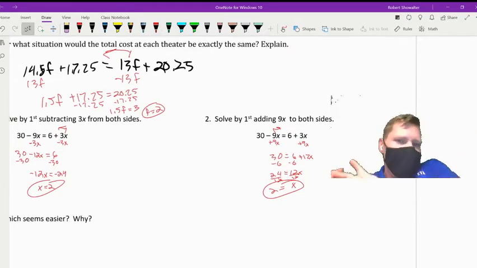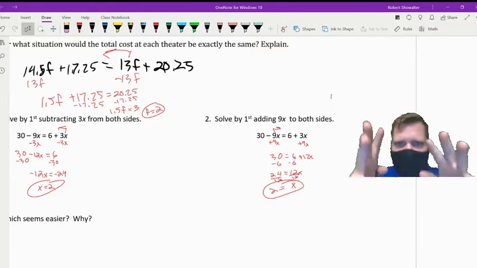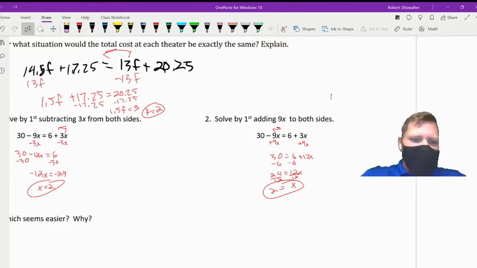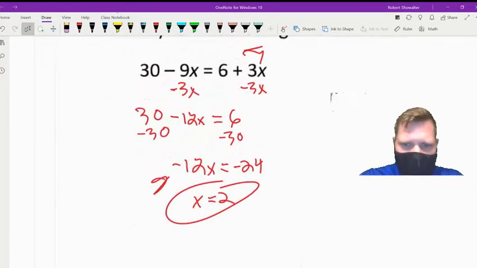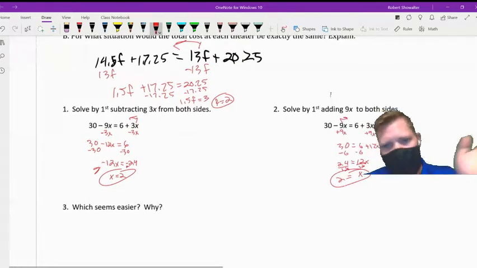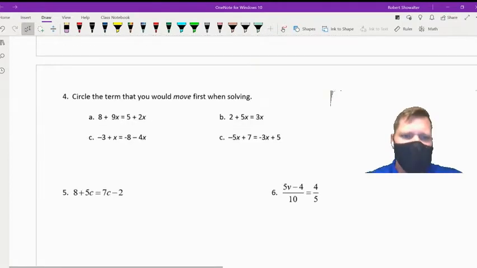Which one seems easier? I personally believe moving everything to the left is easier because it's just one little process. But the one thing you need to pay attention to is you might get this negative up here that you have to deal with and the negative there. So there might be sign errors. So sometimes teachers like doing it a little bit different. I like to always move it to the left. Variables to the left, numbers to the right. Let's do the next one.